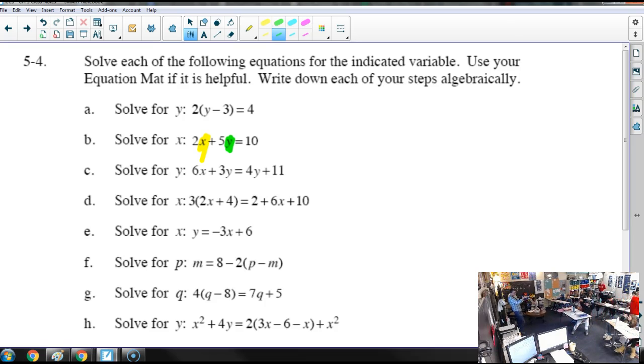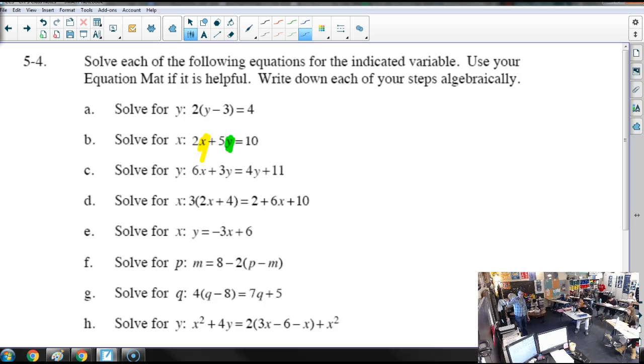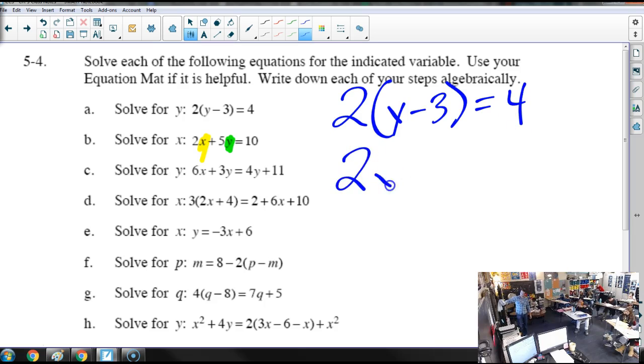Is it 5? Did you check it? Because you didn't have any work on your paper, and that is what scared me. The work I should see on your paper would be right below this: 2y minus 6 equals 4. To isolate y, what do we do next? Add 6.